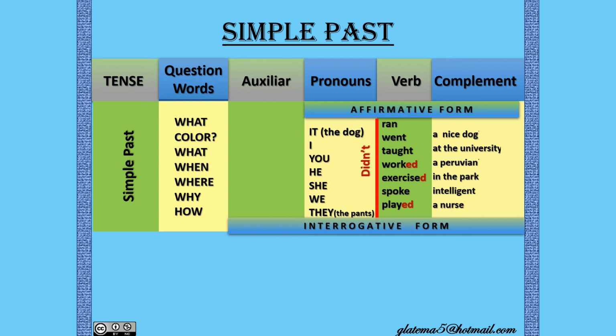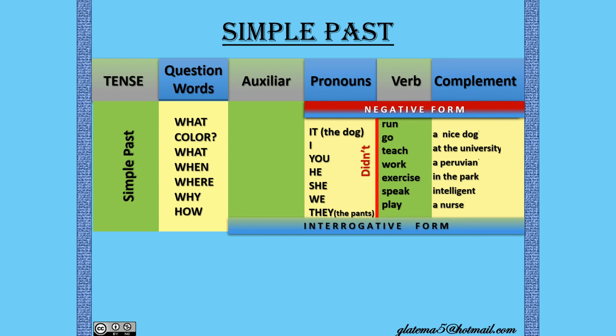You see? Here you say, I didn't, and what happened with the verb? The verb goes in present again because here we have didn't. I didn't teach at the university. He didn't go to the park. No? So when you have did, you have to put the verb in present. And in this case, this sentence is the negative form.